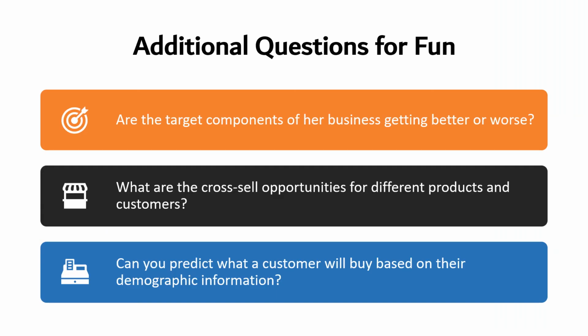So if you want to continue to learn about Tableau past this tutorial, here's a couple little questions to get you started. You can continue to use the data. So one is, are the target components of our business getting better or worse? So this is where you'd start to use the date information and do a time series. What are the cross-sell opportunities for different products and customers? So are there certain demographic segments that are purchasing the same things consistently and in large volumes? And then can you predict what a customer will buy based on their demographic information? So are there patterns within this? These are all things you can do within Tableau, and I challenge you to do these on your own.